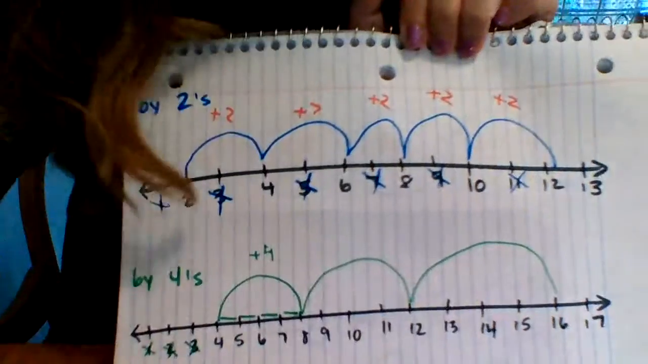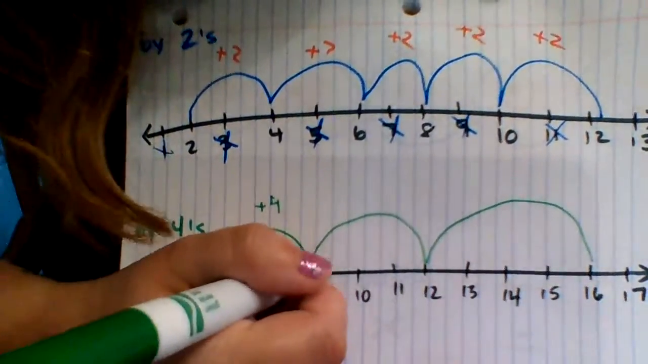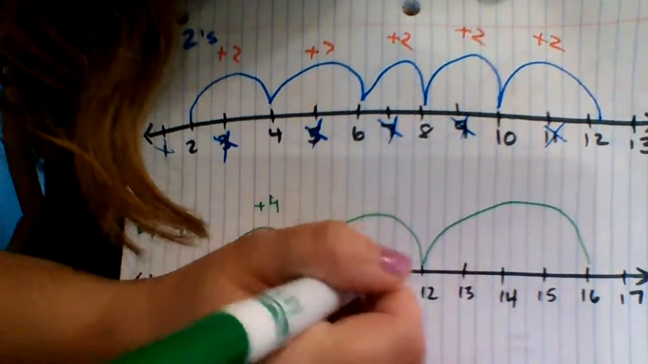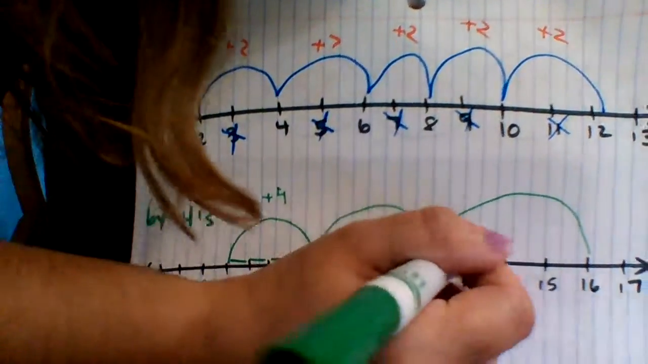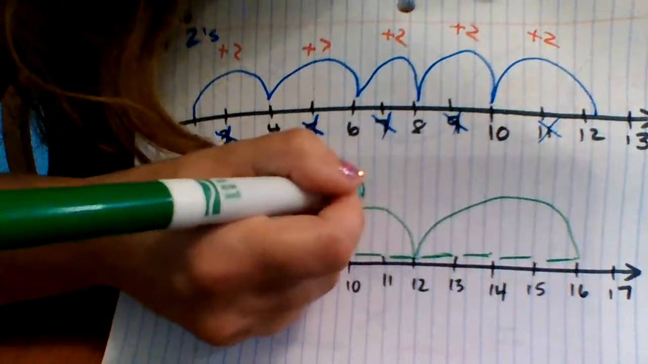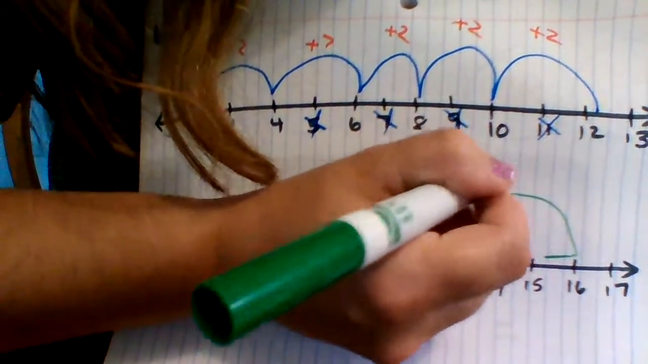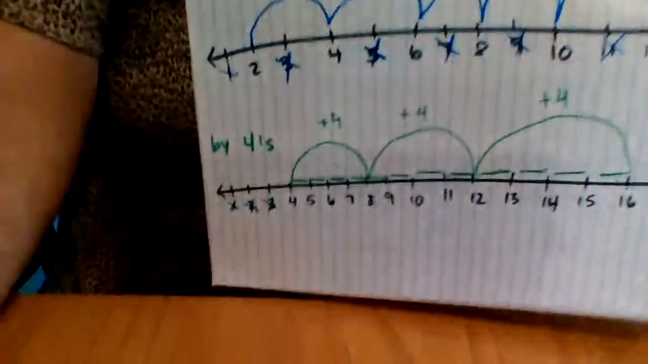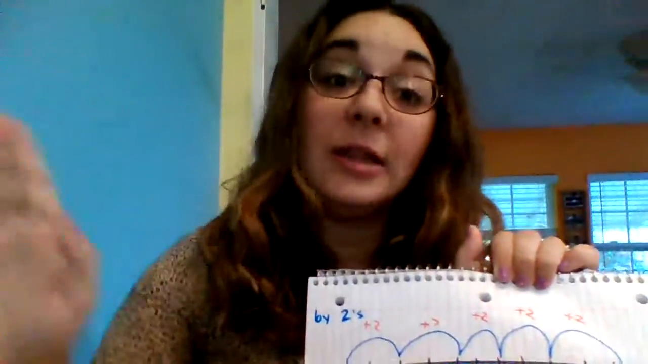Okay. And each time, take a look. We're jumping over 4 spaces. 1, 2, 3, 4. 1, 2, 3, 4. So each time we're adding 4. And listen, I am not telling you to draw a number line.